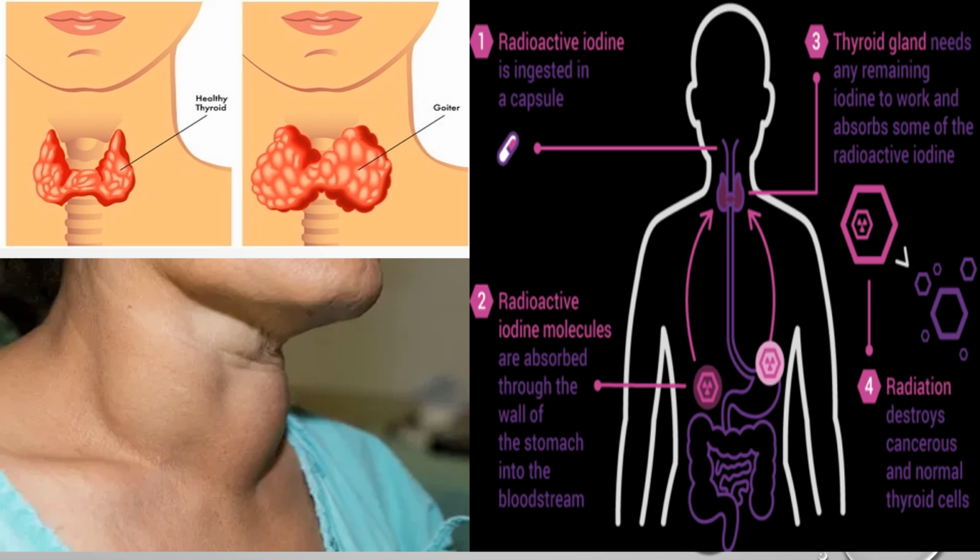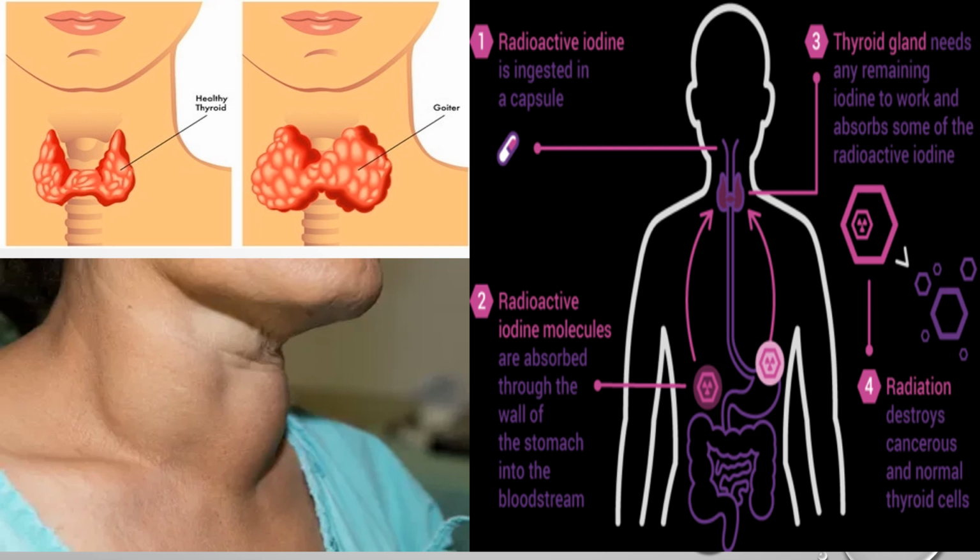Radioactive elements are also used for treating goiter. Now we know that there is a thyroid gland in humans. Many times when iodine is deficient or less in the human body, this thyroid gland swells up. As you can see in the picture, the throat is swollen. That's mainly because the thyroid gland swells up. For this, you can use radioactive iodine. The patient is asked to consume or ingest a capsule. Now this capsule has radioactive iodine in it.